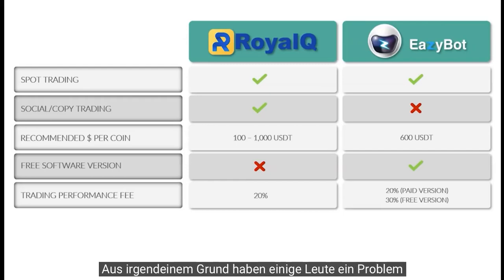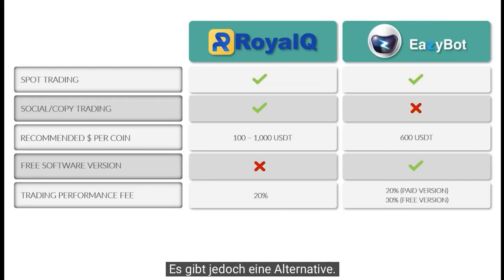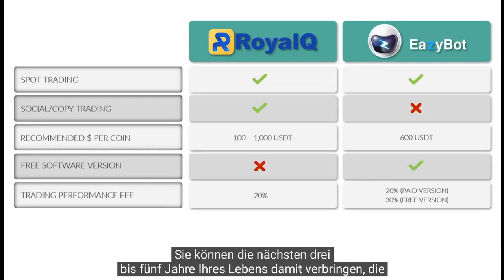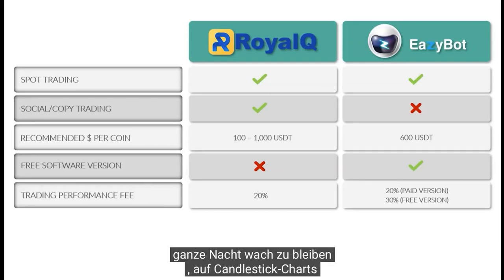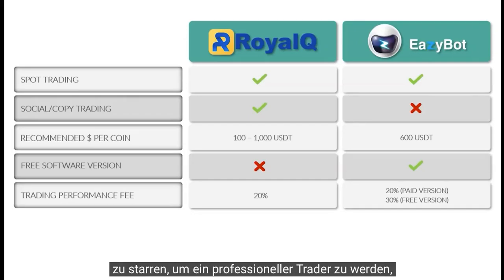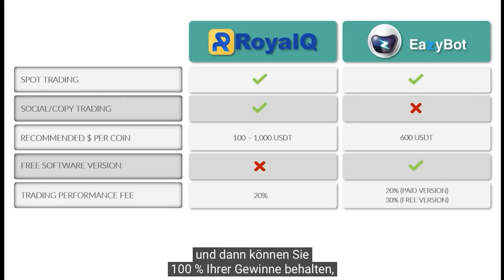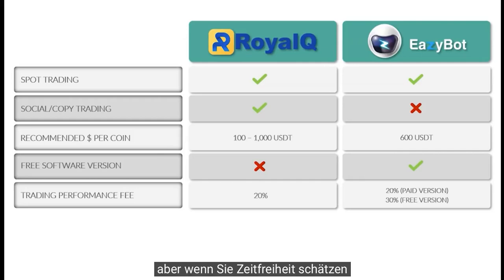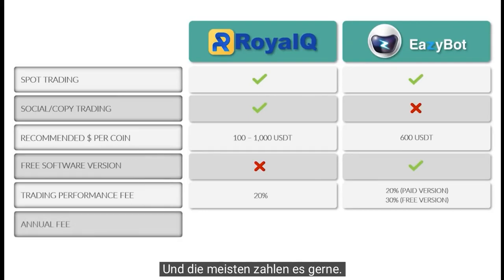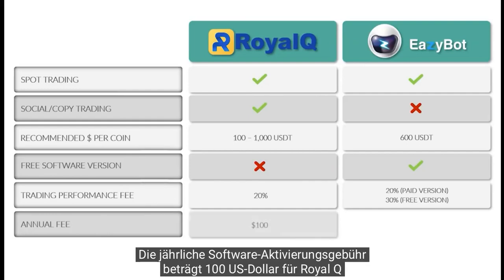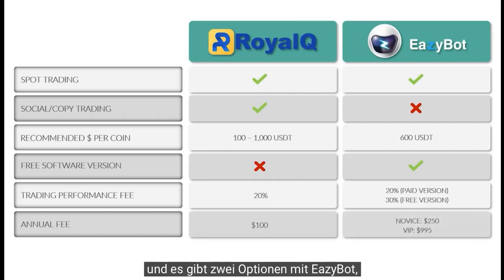For some reason, some people have an issue with paying a performance fee. However, there is an alternative. You can spend the next 3 to 5 years of your life staying up all night staring at candlestick charts to become a professional trader, and then you get to keep 100% of your profits. But if you value time freedom and you want to purchase more time, then there's a price to pay, and that is the performance fee. And most people are happy to pay it. The annual software activation fee is $100 for RoyalQ, and there's two options with Eazybot.